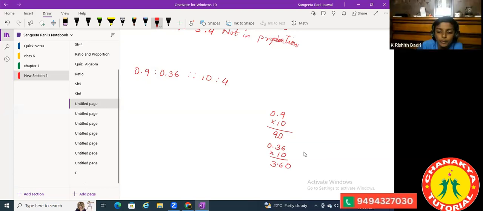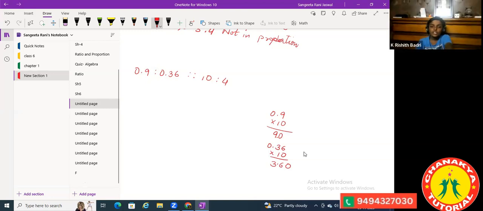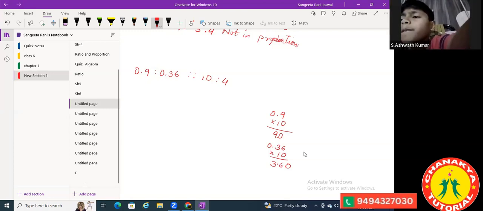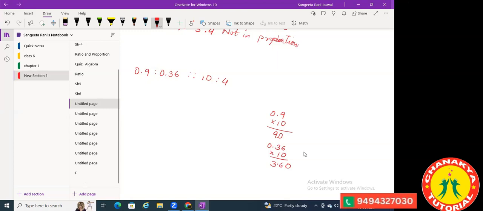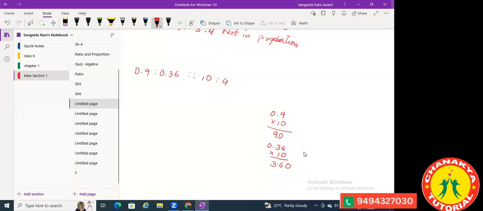Ma'am, it's 0.36 or 36.0? No, it's 0.36. Okay, ma'am. Like 10 has only one 0, so the decimal place changes one place. Yes. Okay, ma'am, I get it. But see, if in this question I have to remove the decimal, then definitely I have to move one place behind. You got it? What I did here, I multiplied with 10. I got my decimal point one place behind the number. But here, ma'am, actually, I got the answer.